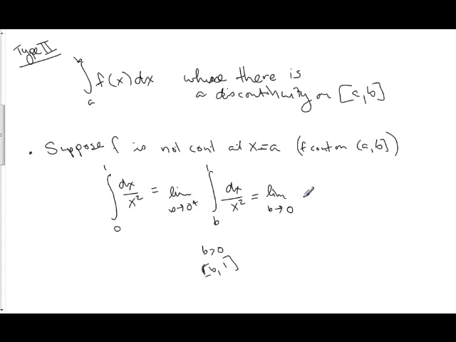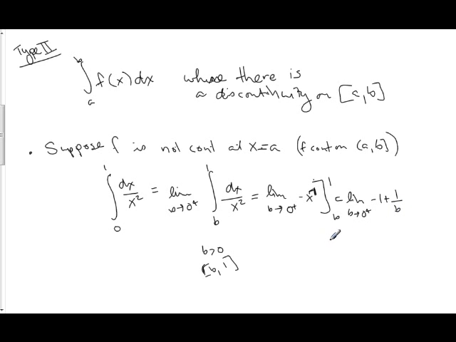well, evaluating that, that's going to be negative x to the negative 1. Evaluate it from B to 1, which is the limit, of course this is going to 0 from the positive side, B goes to 0 from the positive side, of minus 1 minus 1 over B, so that's plus 1 over B.